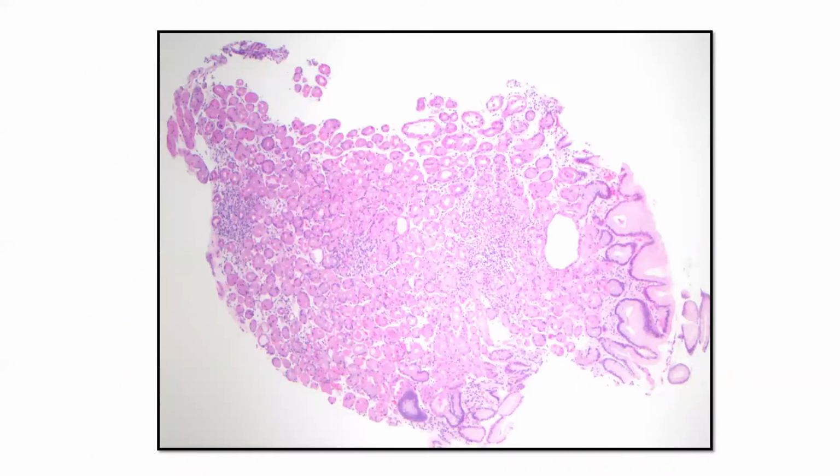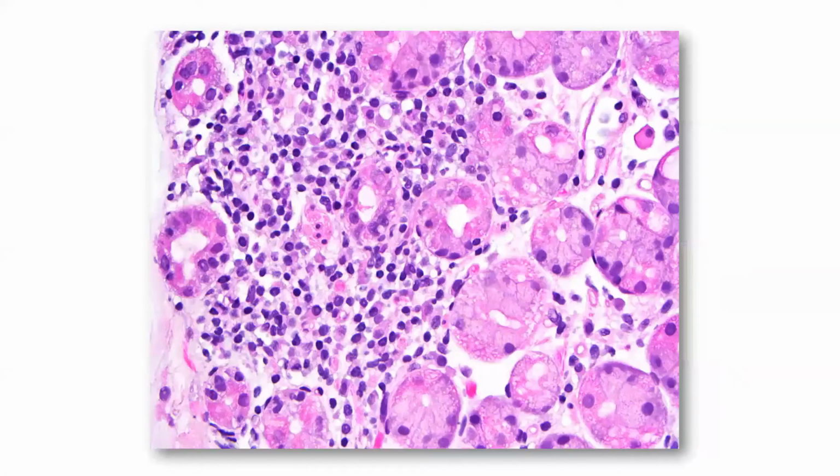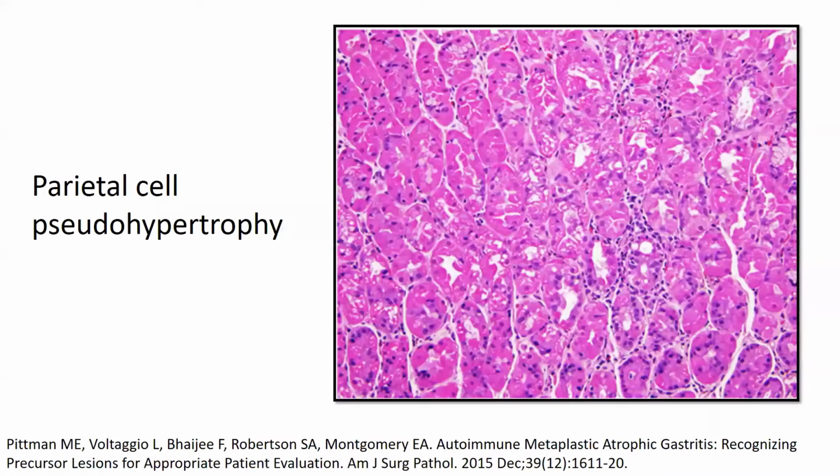And this is a sneaky example of early AMAG showing areas that look completely normal, and this patchy inflammation here, here, and here. And then when you look a little bit more closely, you can see that the parietal cells have some apoptotic activity and are being destroyed by this lymphoplasmacytic infiltrate. And this particular example lacks prominent eosinophils, so not all of them will have them.